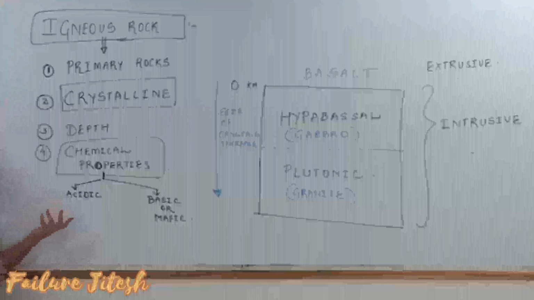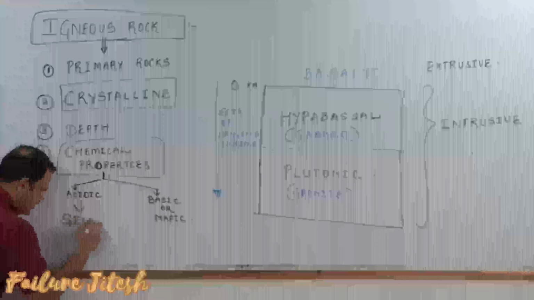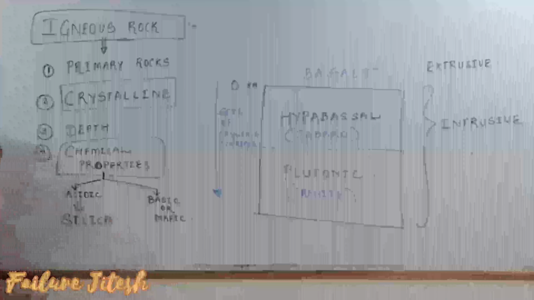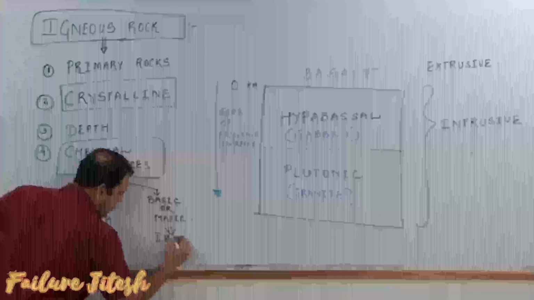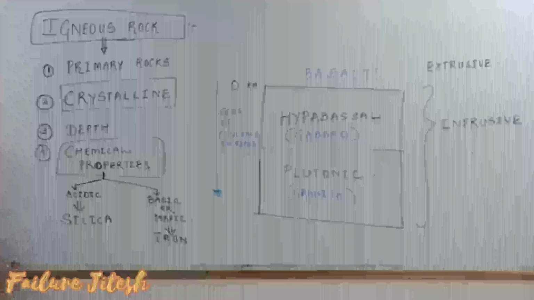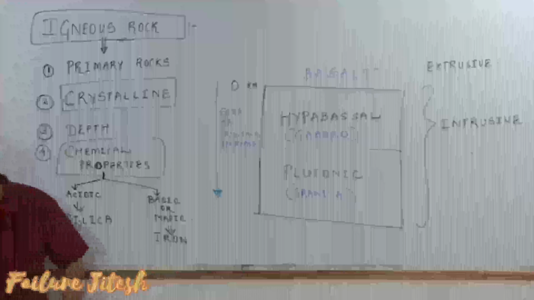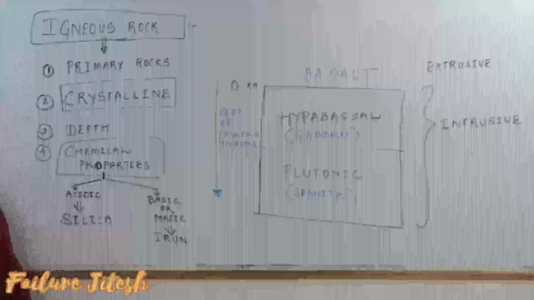So you already know this. Acidic has more silica, therefore lighter in color. Mafic has more iron and magnesium, therefore it is a bit darker in color. Next point.